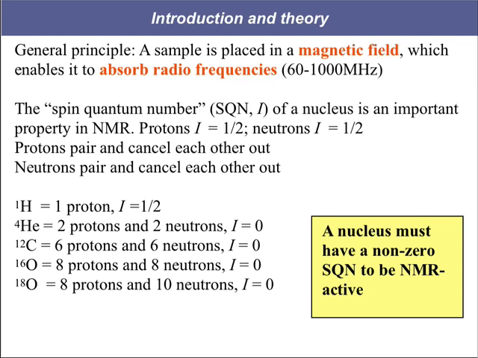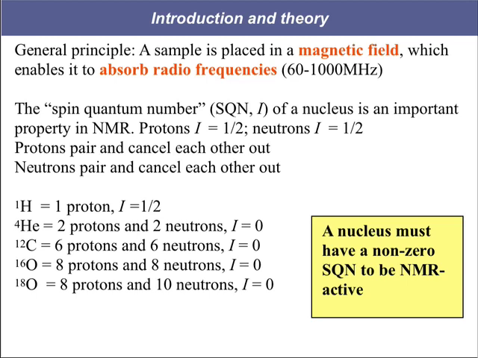And neutrons will pair and cancel each other's spin quantum numbers out. So in hydrogen-1, whose nucleus is just a proton, the spin quantum number is just a half from that one proton. But helium, which is helium-4, would have 2 protons and 2 neutrons. So those 2 protons would cancel, the 2 neutrons would cancel, and our spin quantum number would be 0.